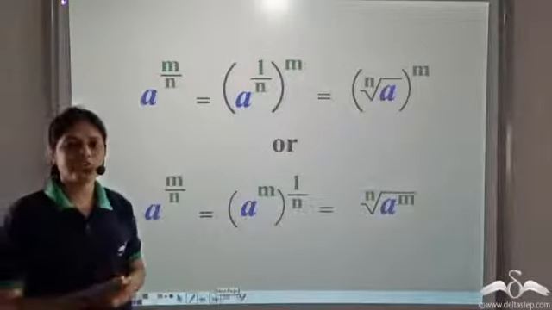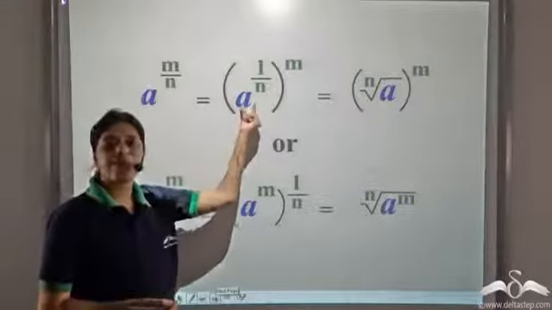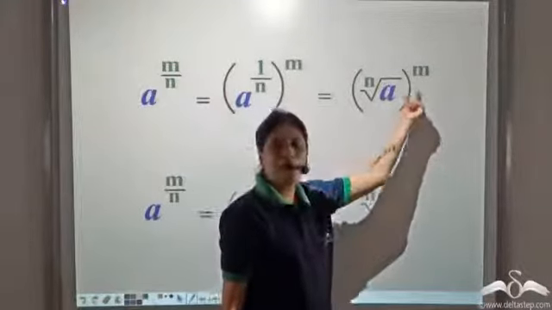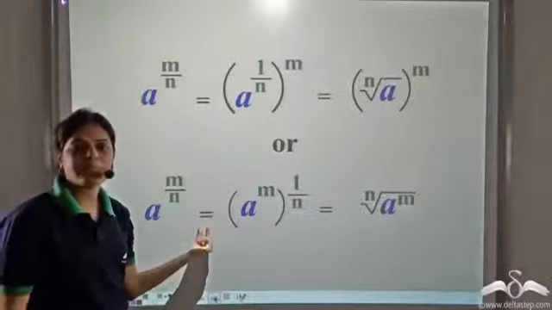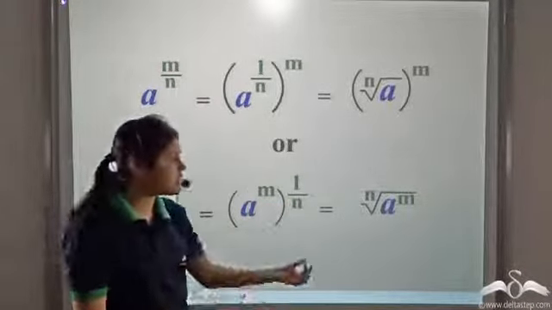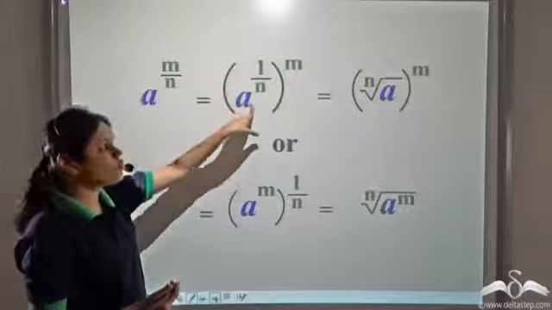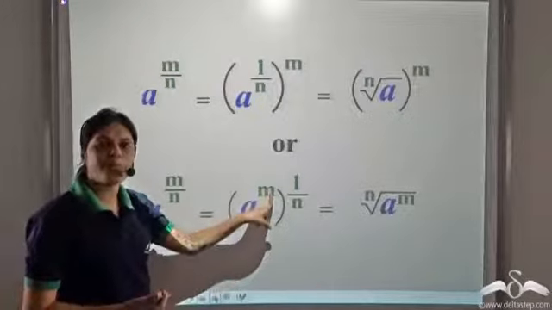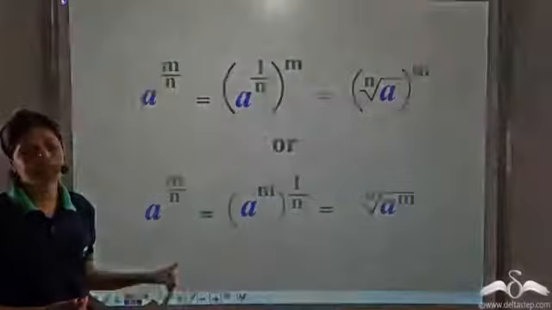So now let us generalize this. A to the power m by n is equal to a to the power 1 by n whole raised to the power m, which is the mth power of nth root of a, or it can be interpreted as a to the power m whole raised to the power 1 by n, which is the nth root of a to the power m. So whether you take the root first and then raise it to the power m, or whether you raise it to the power m and then take the root, we get the same thing. It does not make a difference.